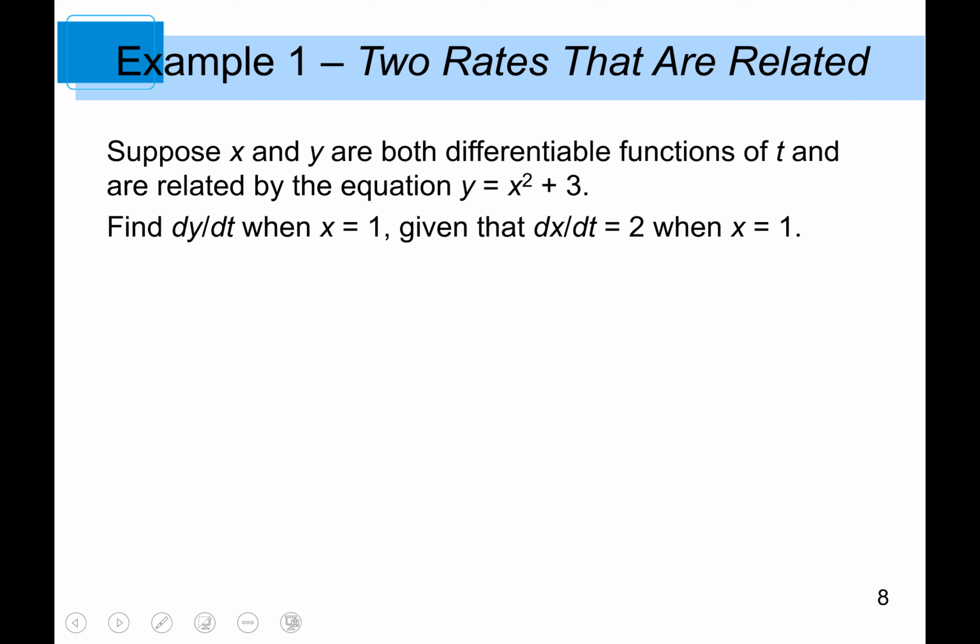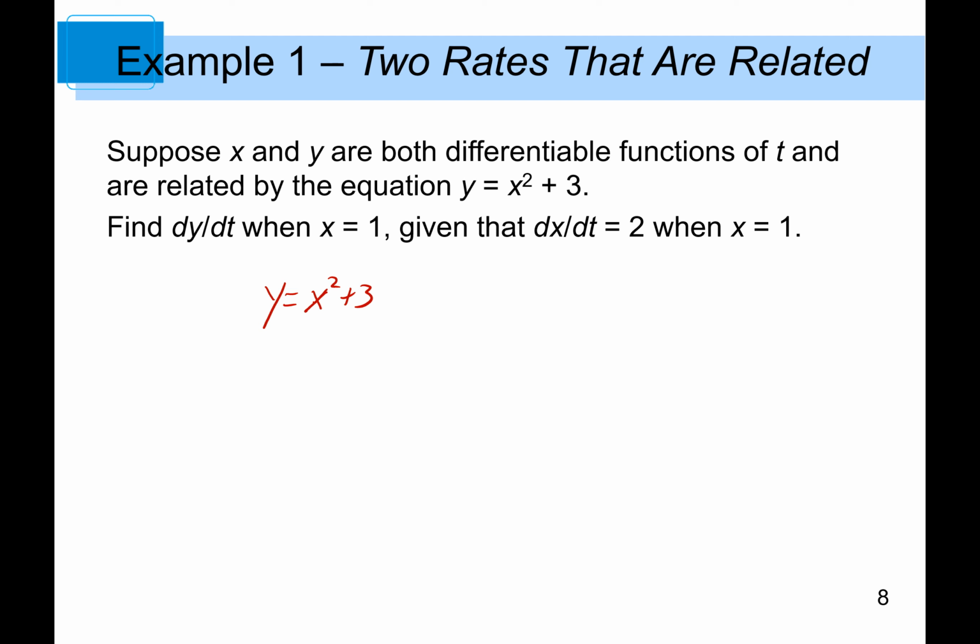Suppose that x and y are both differentiable functions of t and are related by the equation y equals x squared plus 3. Find dy over dt when x equals 1, given that dx over dt equals 2 when x equals 1.